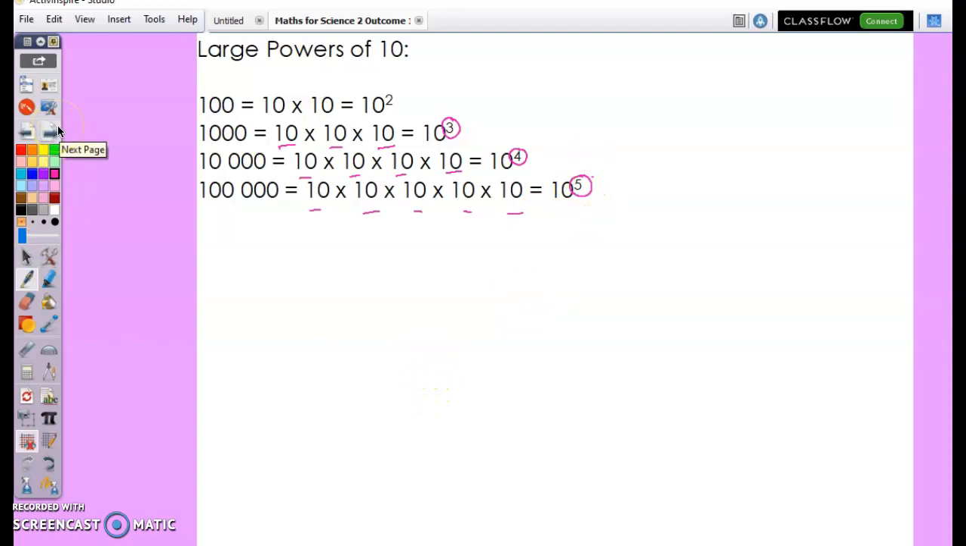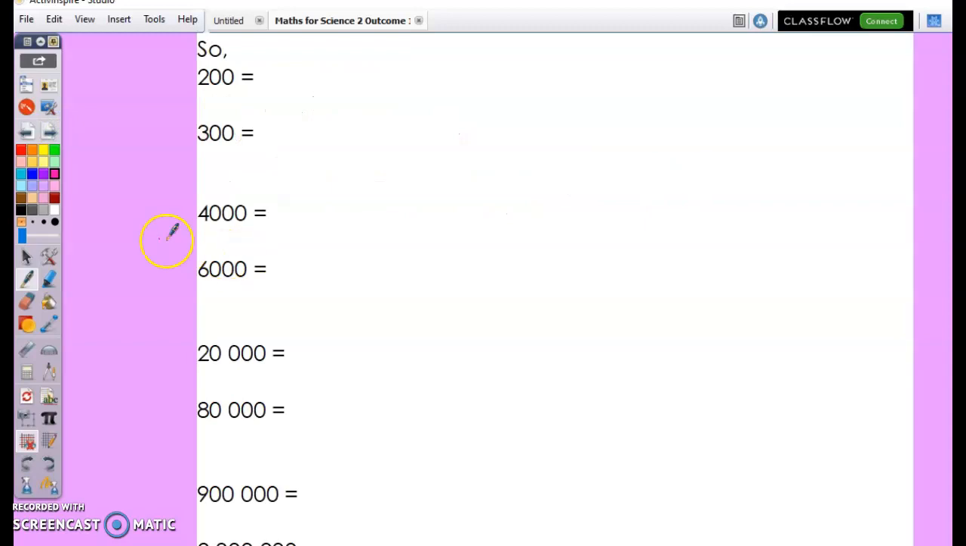Okay. If we think about that in terms of numbers other than a 1 at the beginning, 200 is 2 times 100. That 100 was written as 10 to the power of 2. So that 200 becomes 2 times 10 to the power of 2. So 300 would be 3 times 10 to the power of 2. And this is the shorter way that we use to write numbers using standard form or scientific notation.